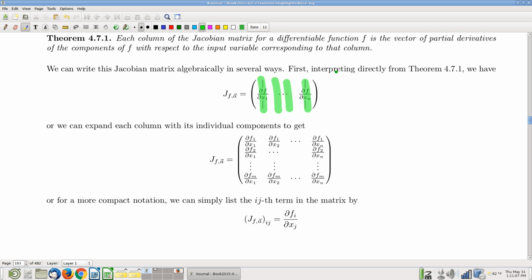Okay, writing those out more explicitly. Right, like so. Notice that means that each individual entry in the Jacobian matrix is a partial derivative of one of the output variables with respect to one of the input variables. Partial derivatives, world's easiest derivatives to compute.